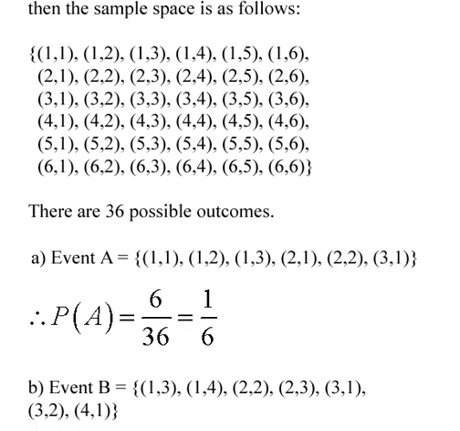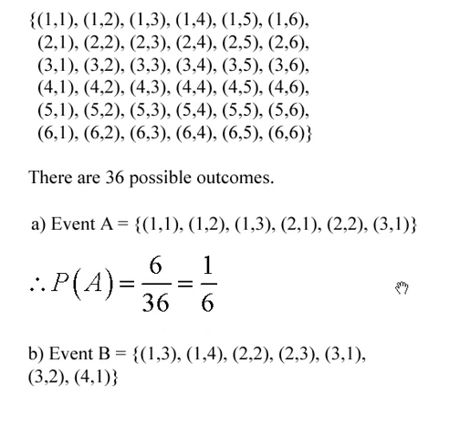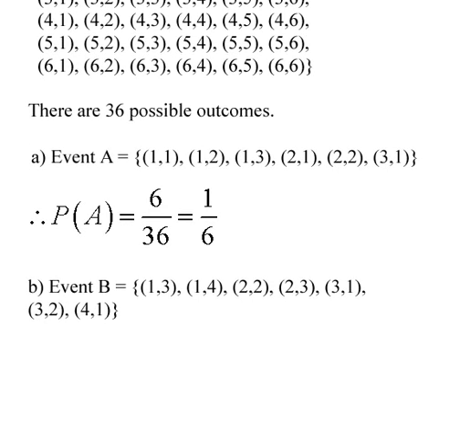For event B, we have to equal a 4 or 5. So 1 and 3 is a 4. 1 plus 4 is 5. 2 plus 2 is 4. 2 plus 3 is 5. 3 plus 1 is 4. 3 plus 2 is 5. 4 plus 1 is 5. Those are the possible ways to get a 4 or a 5. So in that case, there's 1, 2, 3, 4, 5, 6, 7 favorable or desired outcomes over 36 possible outcomes. So the probability of event B is 7 out of 36.